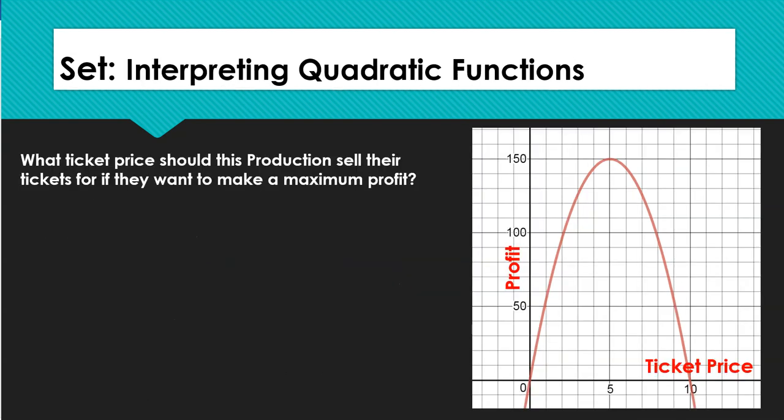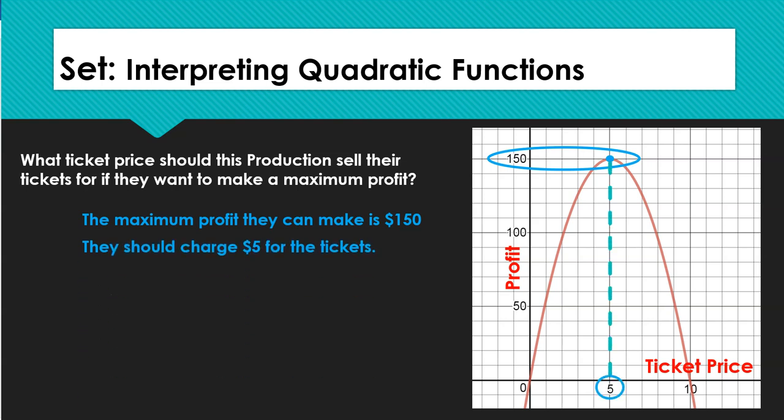In the Set section, you're using key features or characteristics to interpret a quadratic function in context. What ticket price should this production sell their tickets for if they want to make a maximum profit? We can see that the vertex, or maximum, is located at the point 5, 150, where the x-coordinate represents the ticket price and the y-coordinate represents the profit. Therefore, the maximum profit they can make is $150 when they charge $5 per ticket.